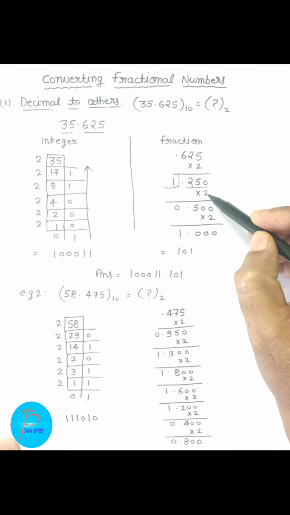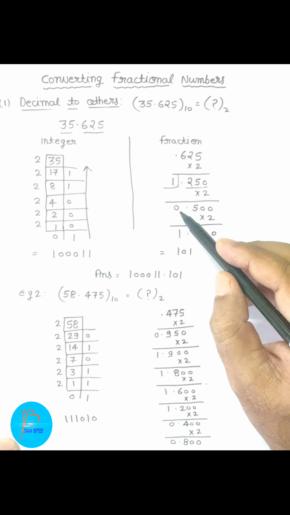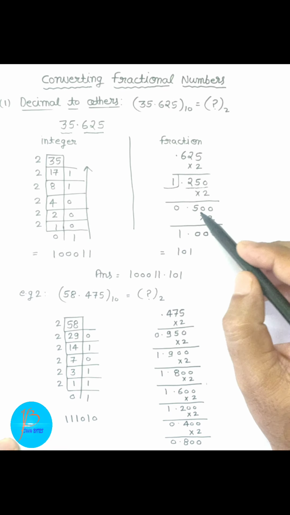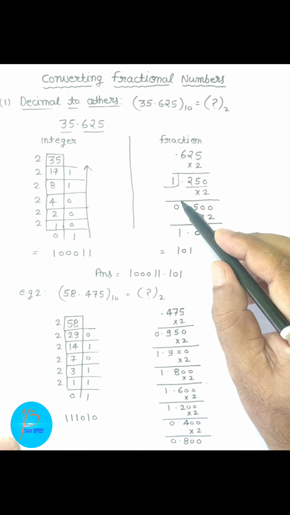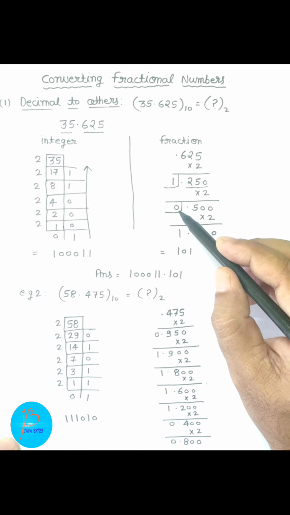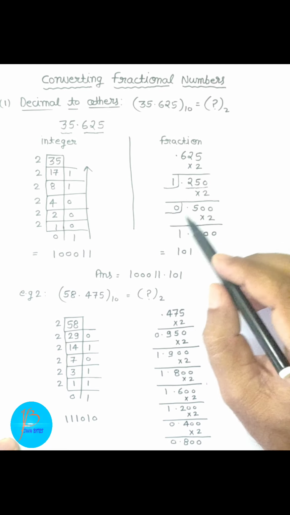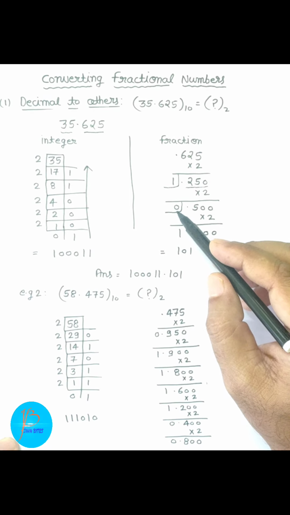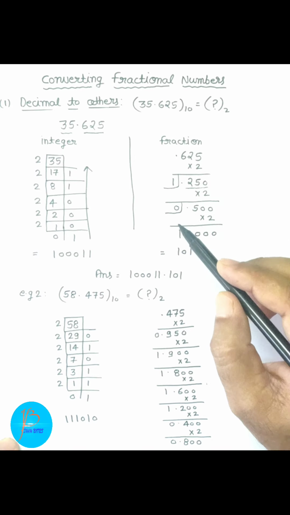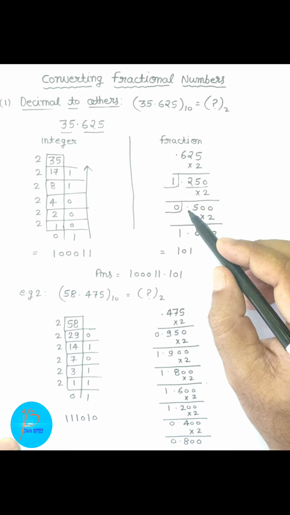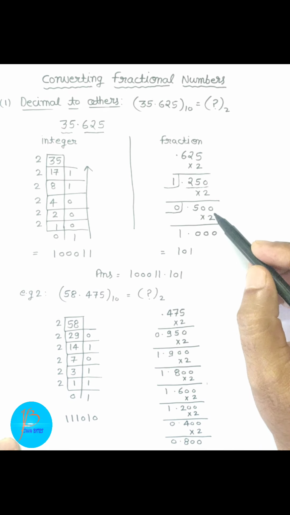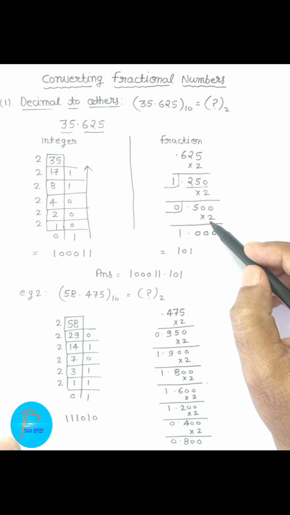When you multiply by 2, your answer will be 0.500. In this answer you will not get any integer part, so when there is no integer part, you can assume it as 0. In the second step also, you separate the integer part 0, mark it separately, and see what is left: 0.500. Again multiply it by 2.